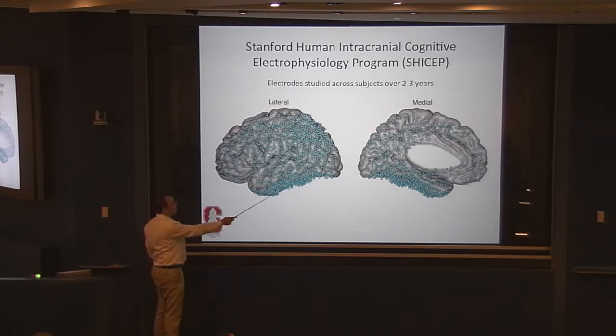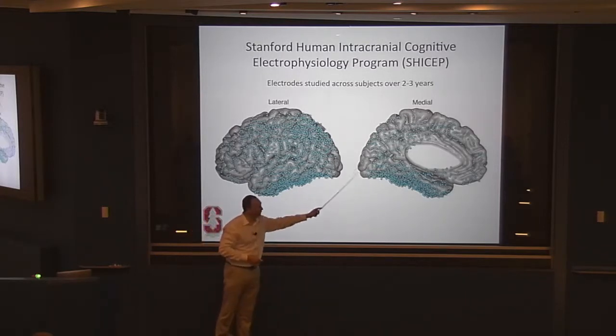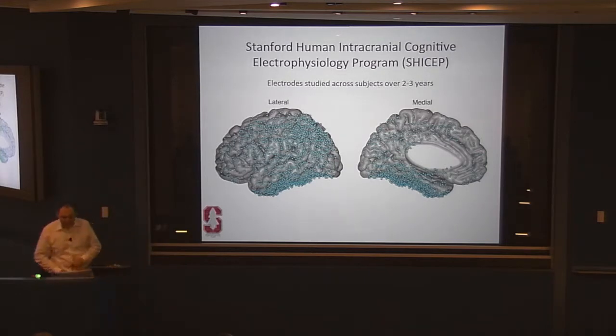You get a lot of coverage of the bottom, the ventral temporal lobe, not a whole lot in the occipital pole, although you do get some electrodes over visual cortex. I do vision science, so the patients who have electrodes there are useful for me.